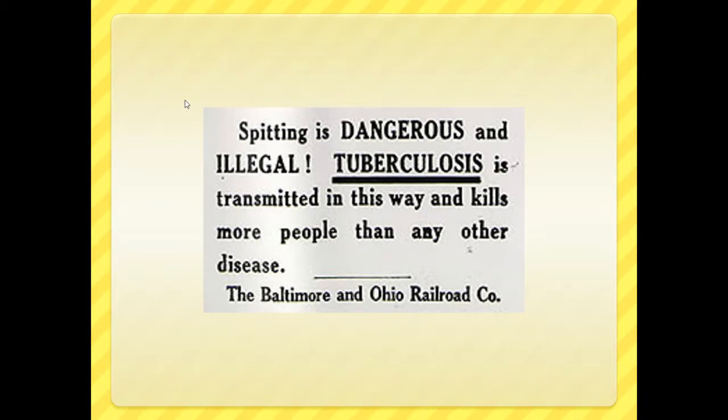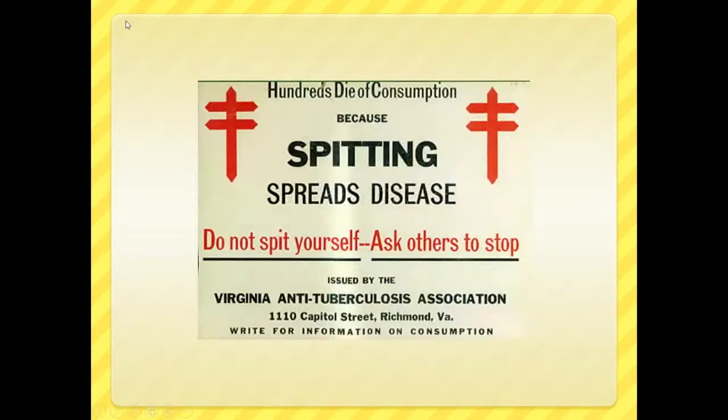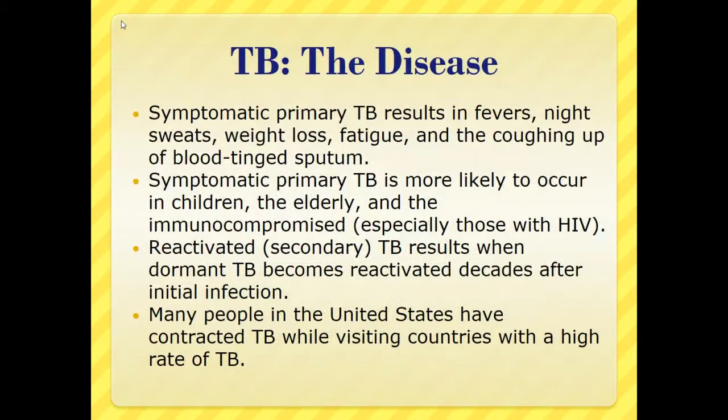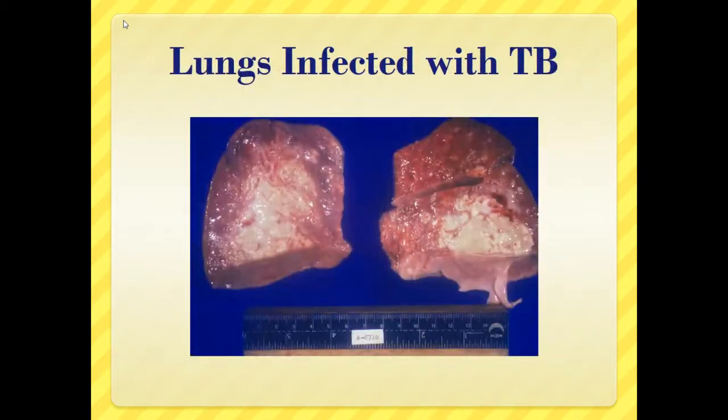Once we realized how tuberculosis was really spread, this was a sign from a railroad car: spitting is dangerous and illegal. They learned that it was transmitted in droplets, and so you had these signs posted in public areas. They removed the spittoons. They didn't want people spitting in public anymore because the saliva would dry up and the bacteria could remain there. They were not susceptible to drying like a lot of other bacteria are. A lot of people in the United States may not have contracted tuberculosis here. They contracted it from some other location where there are higher rates of tuberculosis.